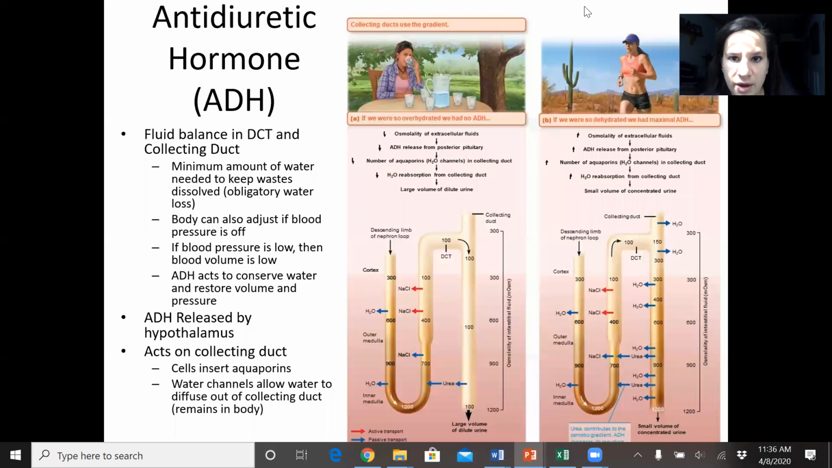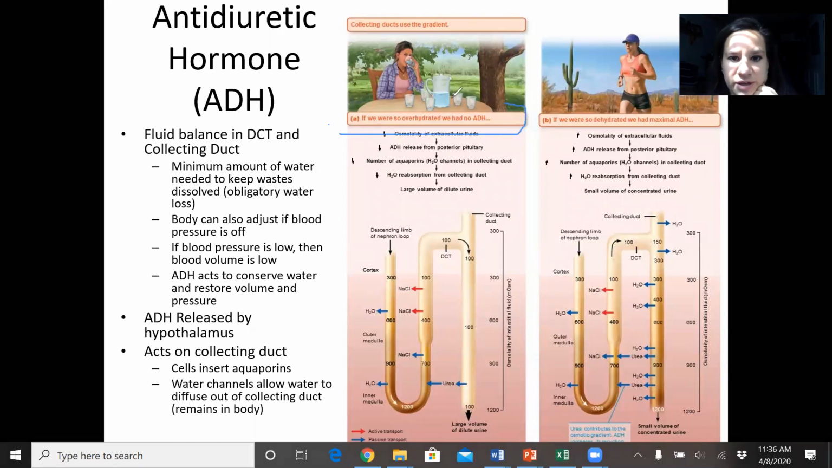So if we are looking at a situation where maybe we're really hydrated, so this would be a no ADH situation. So maybe we are drinking lots of water and we are very hydrated and we're taking really good care of ourselves. So that is going to reduce the osmolality of extracellular fluids because we have plenty of water and not a lot of solutes. So that will result in a reduction in ADH release from the posterior pituitary.